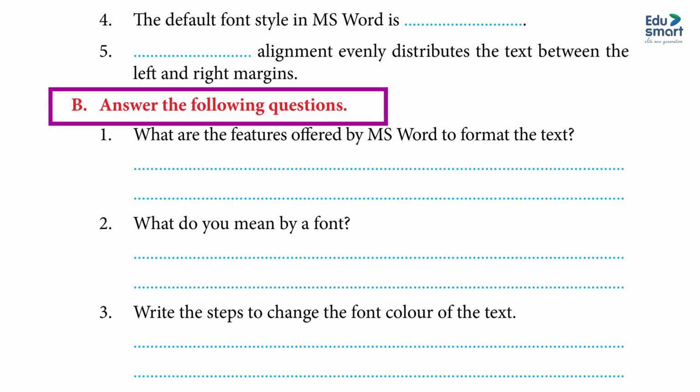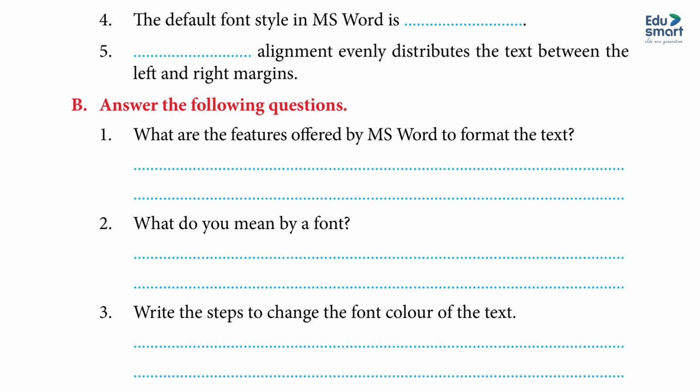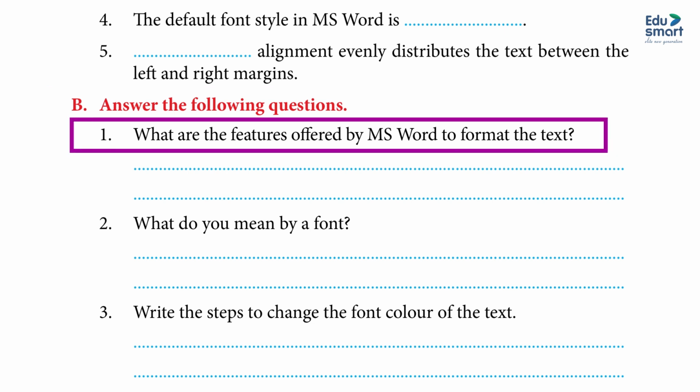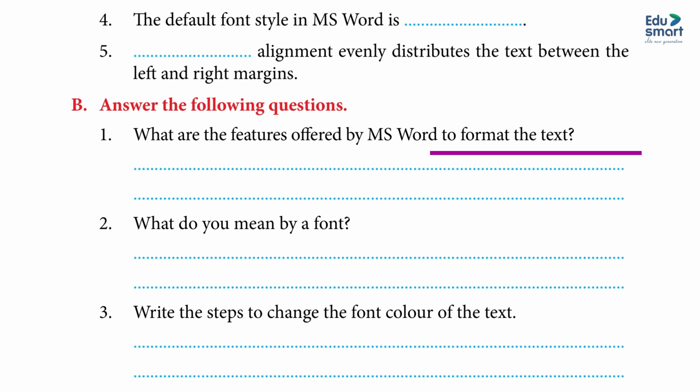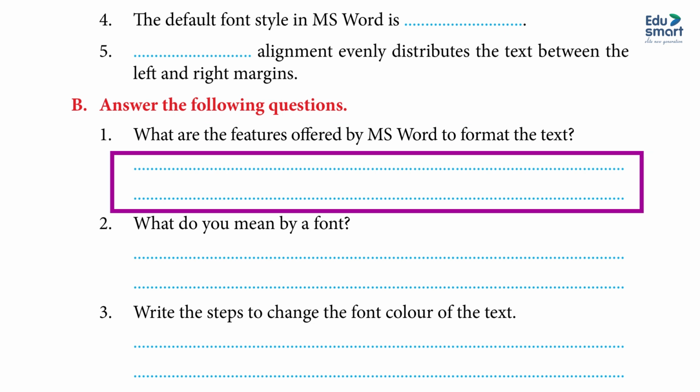B. Answer the following questions. 1. What are the features offered by MS Word to format the text? Answer: Features offered by MS Word to format the text are as follows. A. Font style, size and color. B. Text case and alignment. C. Border and shading effect.